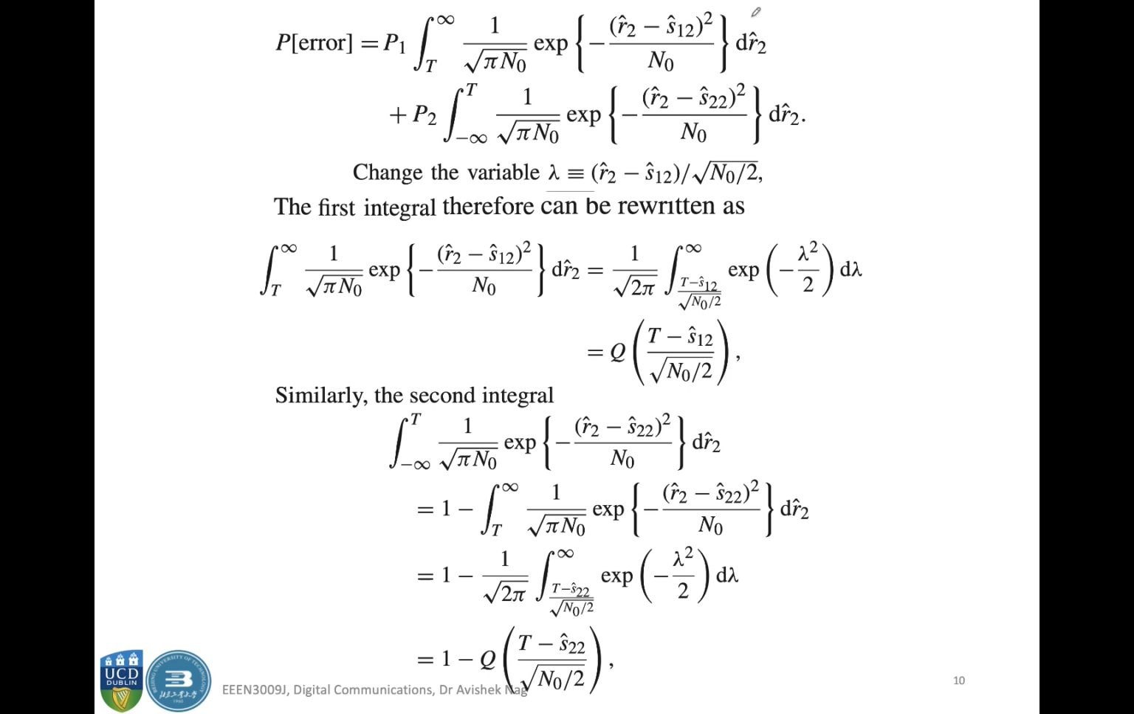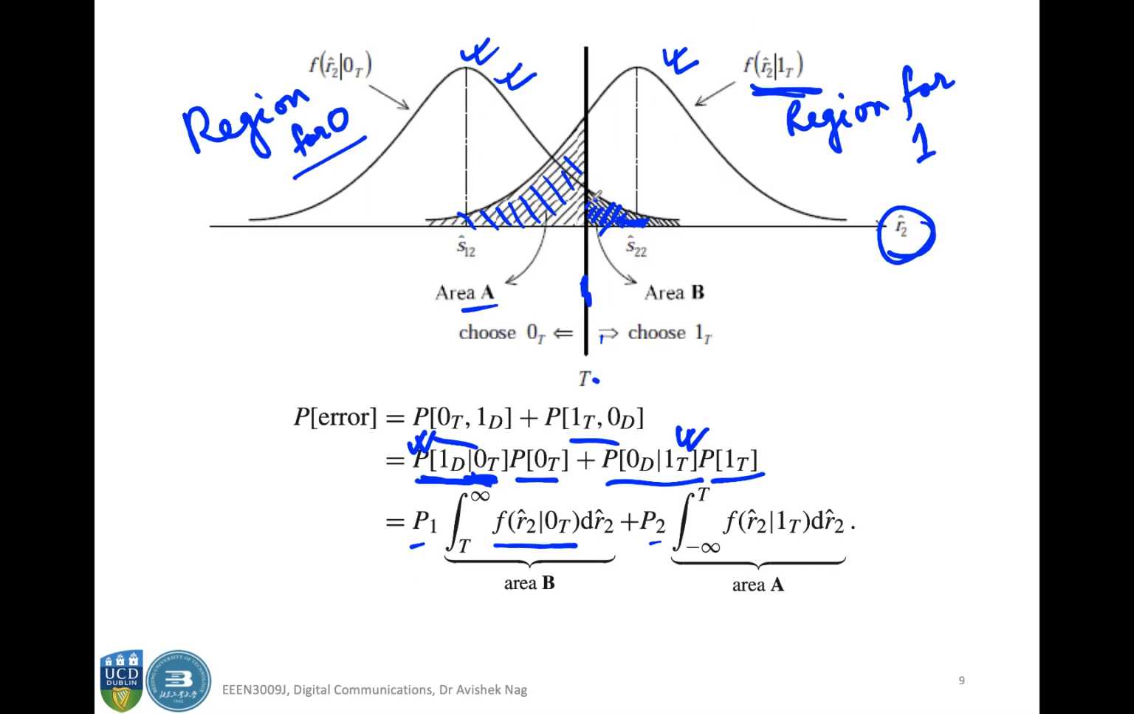If you write the expression for the conditional PDF, which is a Gaussian distribution with mean S12 hat and variance n0/2, then this is the expression that you get. And for the second part, you get similarly this expression. The first integral is between t to infinity, which is this area, and the second integral is between minus infinity to t, which is this area.